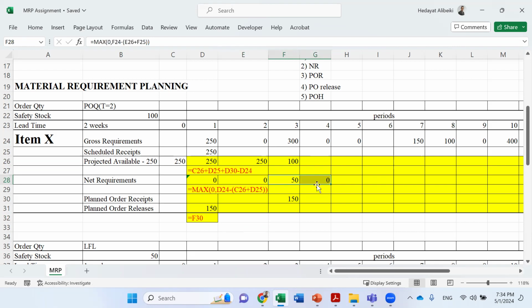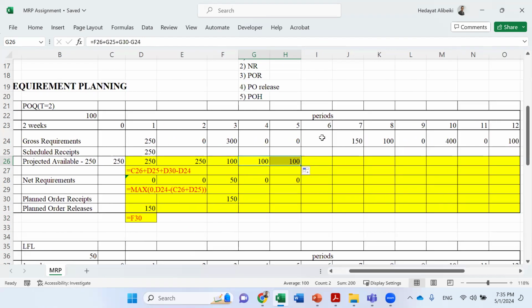Next requirement 0. Nothing to order. Inventory is going to stay at 100. Week 5, same thing, nothing to order. Net requirement 0. Inventory is going to be 100. Safety stock level, we're good. Did we have anything else to say? Did I delete anything? Do you guys have blanks? Okay, so it's basically 0. So 100 again is going to be carried over.